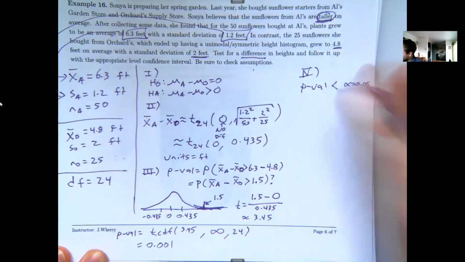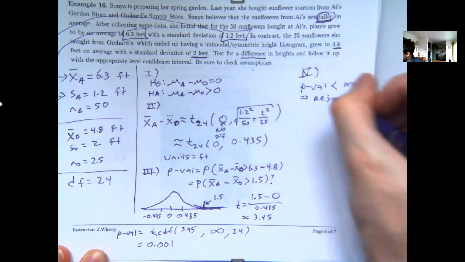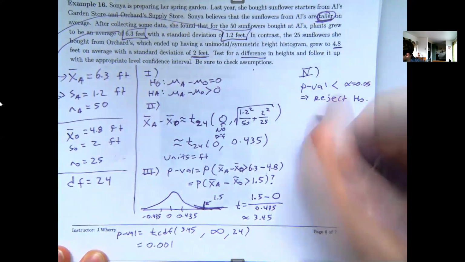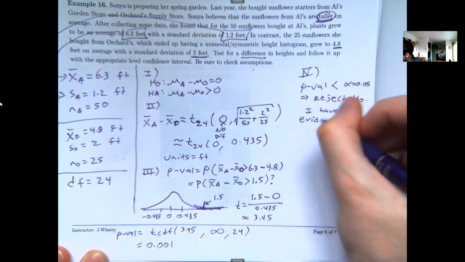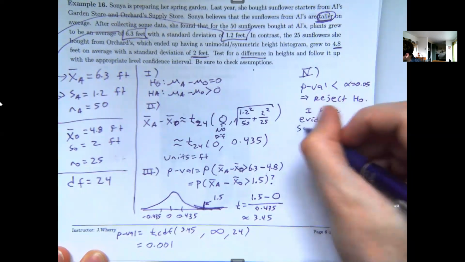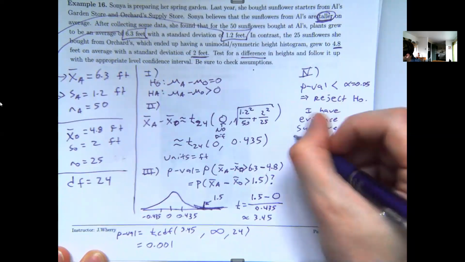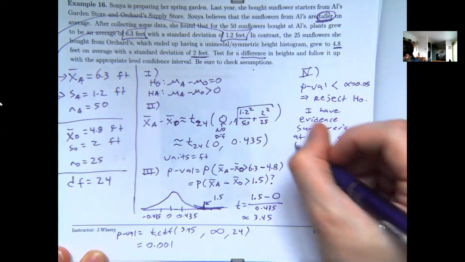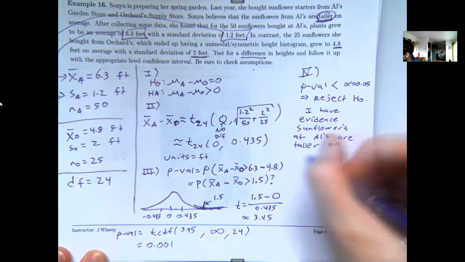It is smaller than 5%. If the p-value is low, the null must go, so I'm rejecting the null hypothesis. I have evidence sunflowers at Owls are taller than Orchards on average.